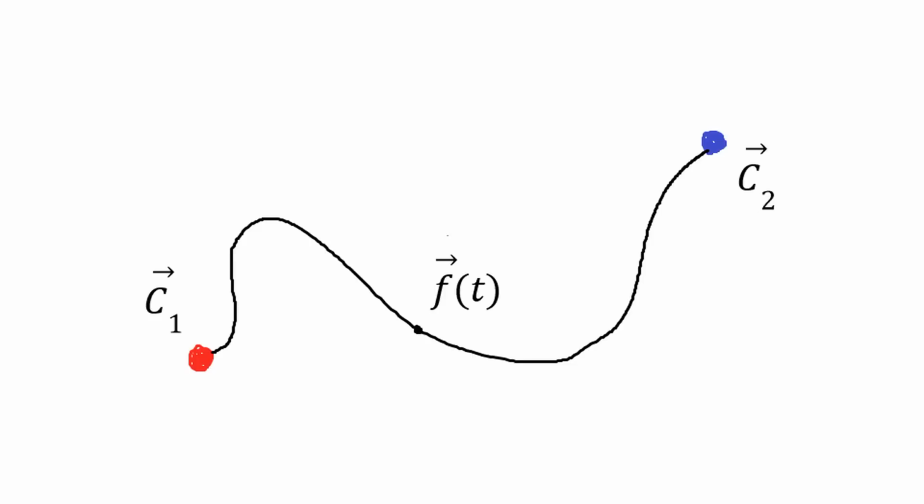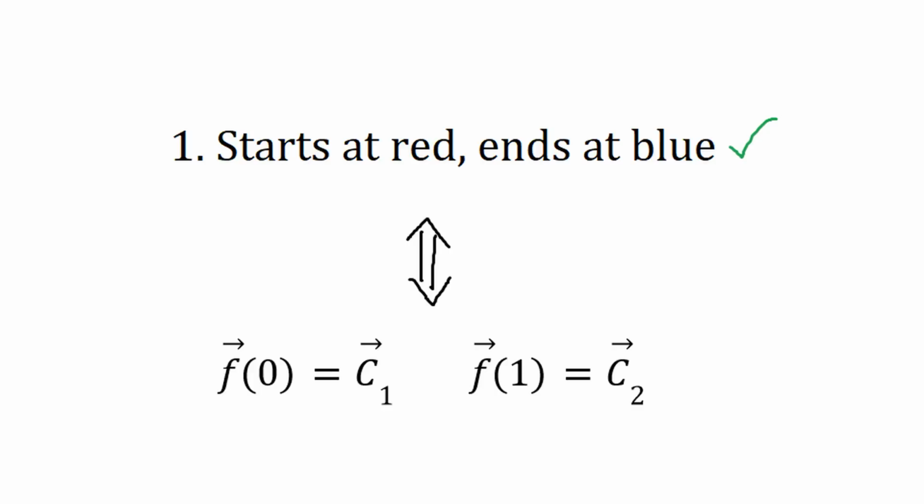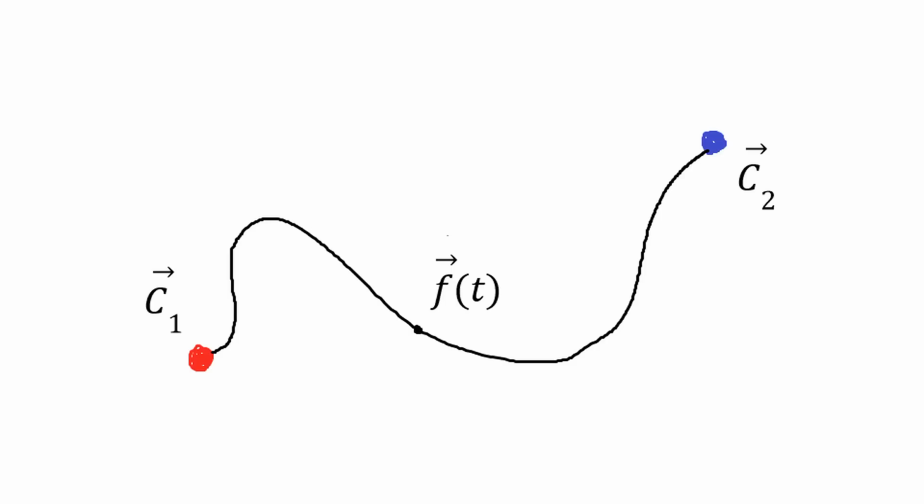You could think of t as a measure of how far you've gone between the 2 points, where 0 is the start of the path at C1 and 1 is at the end of the path at C2. This already takes care of our first demand. The next 2 are a little trickier.